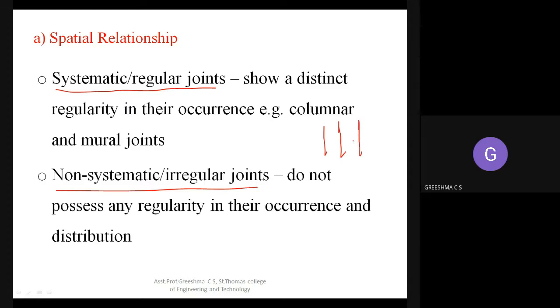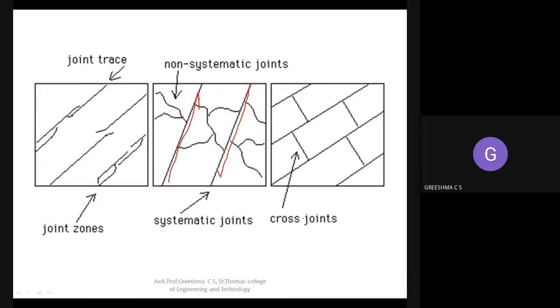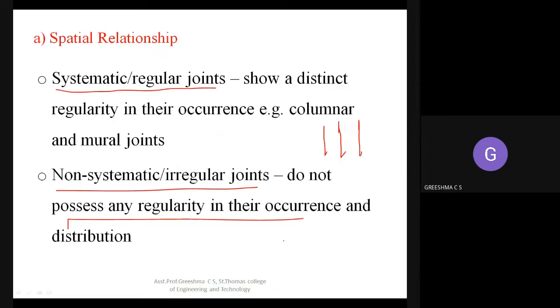So what will be non-systematic? Non-systematic will be irregular in pattern. That means it does not have any regularity in their occurrence. This is non-systematic. You can see here, this is non-systematic. It will occur like this, like this, like this. That is based on the occurrence.